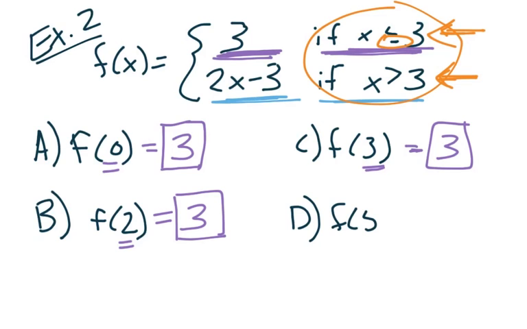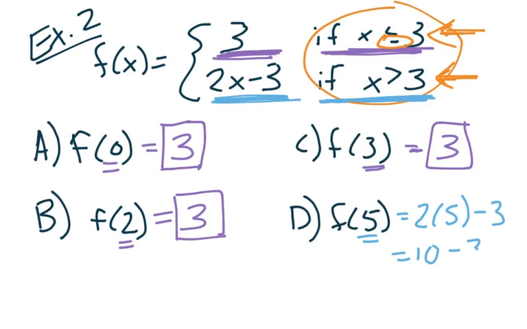And then we'll try f of 5. So again, we have to see, is it less than or equal to 3 or greater than 3? Well, this time it's greater than 3, so I'm going to use the bottom expression. And that means that I have to put 5 in place of x and figure out what that's equal to.